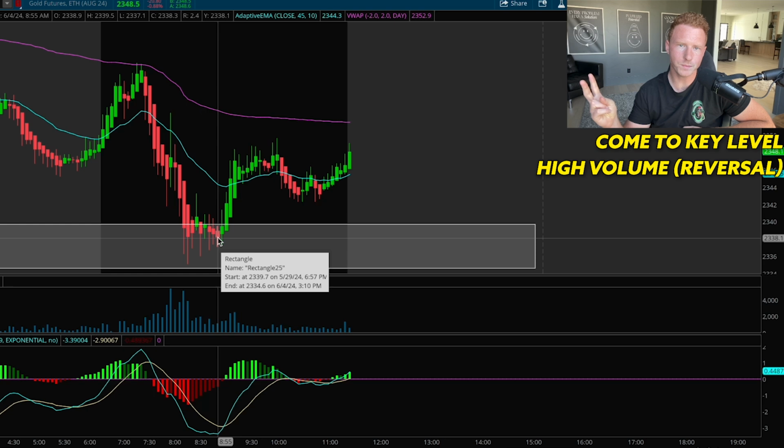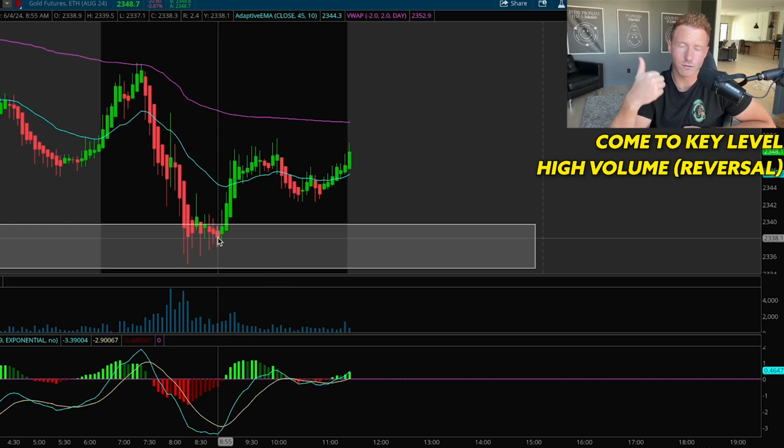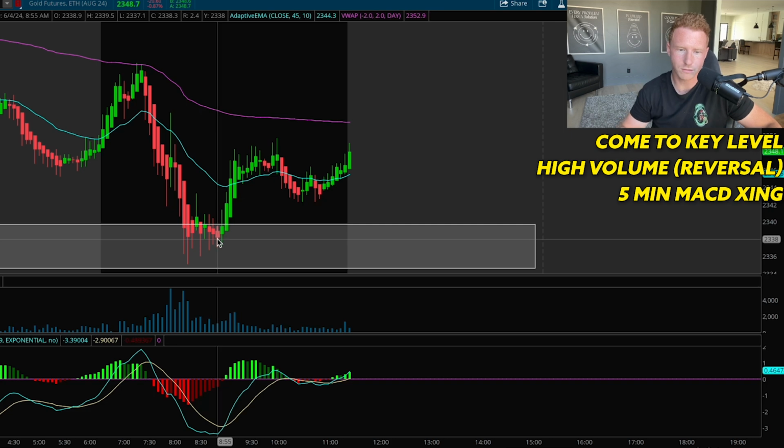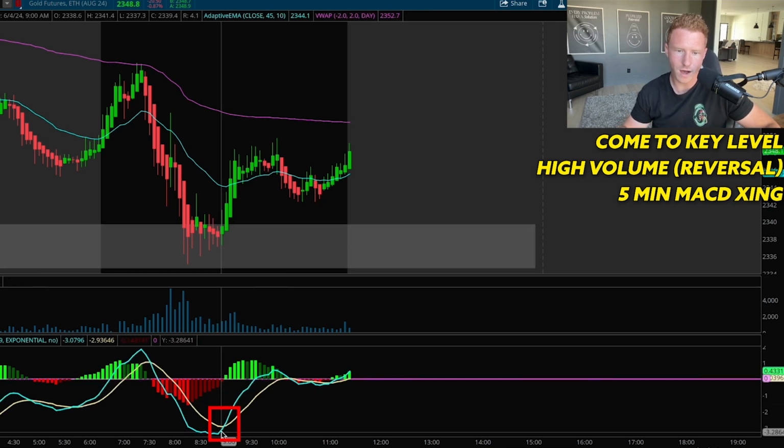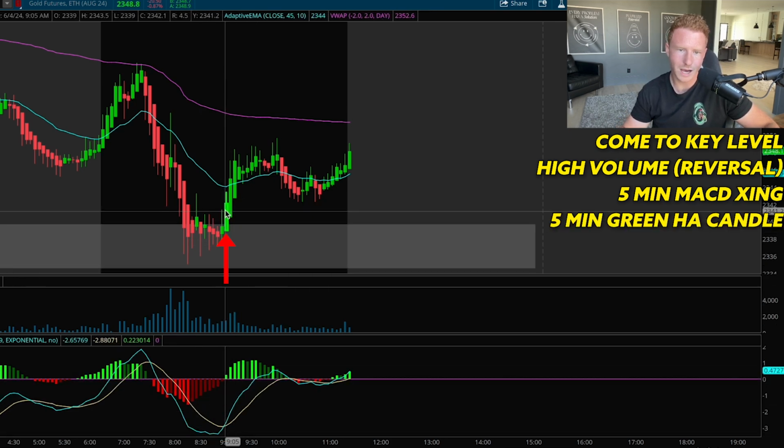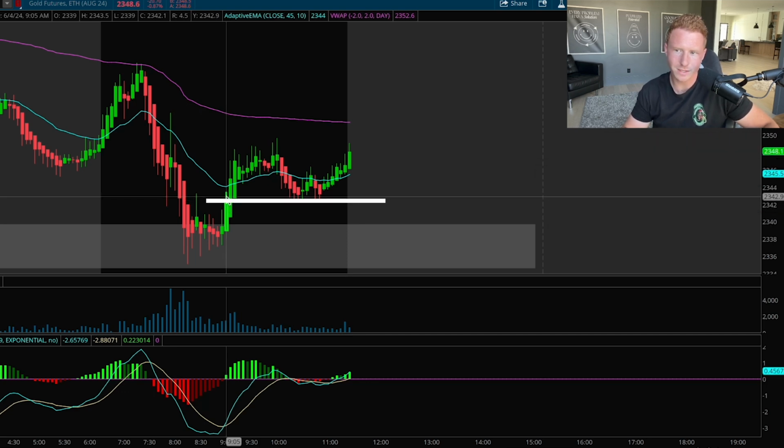Next, as you can probably guess, I'm looking for a 5-minute MACD cross. Okay, so I'm not using 2-minute at all. It's only a 5-minute time frame. Looking for the 5-minute MACD to cross and a green Heikin-Ashi candle. Basically, once this candle closed right here, this is where I entered my position, and I basically just rode this up a tiny bit to the EMA.